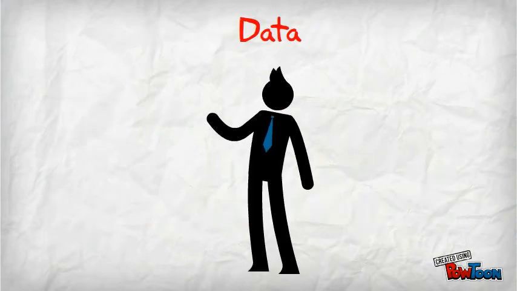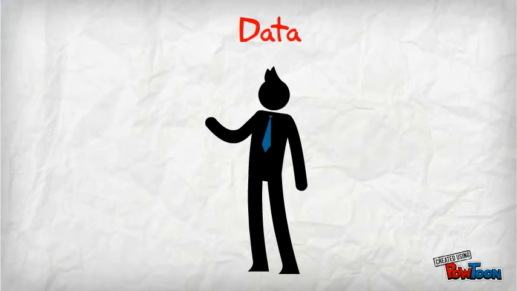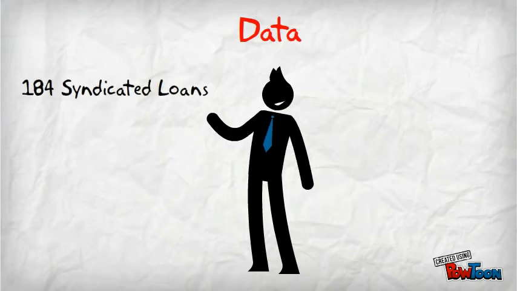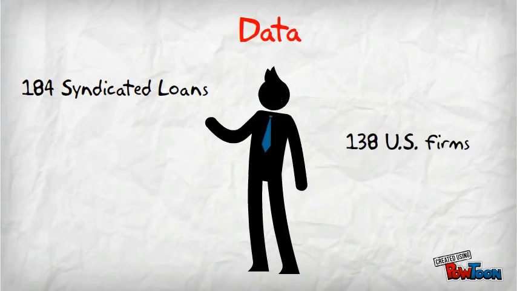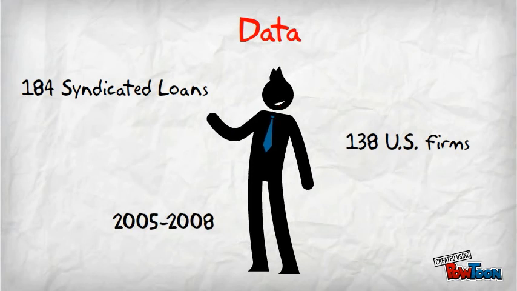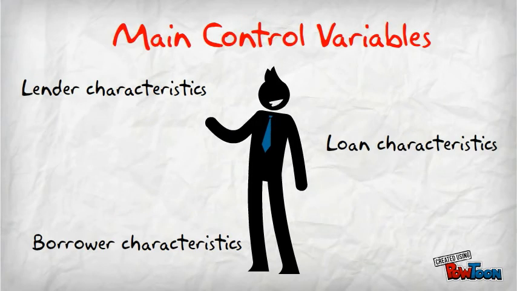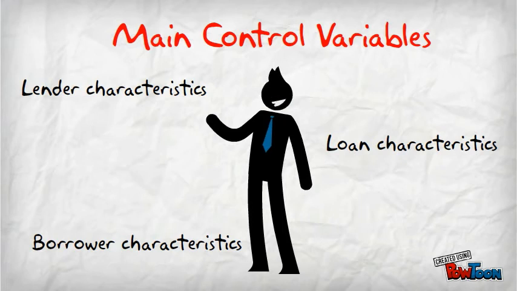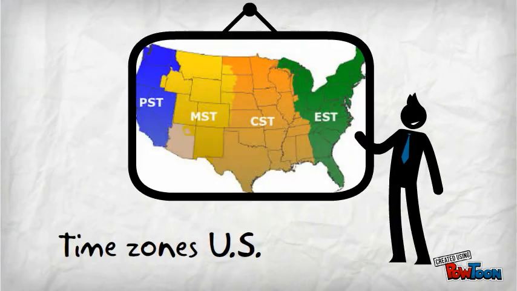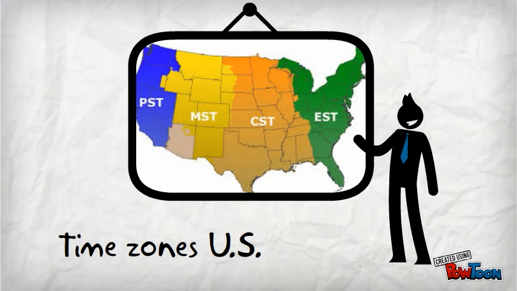Hollander and Verriest tested the effect of distance on covenant intensity for a sample of 184 syndicated loans to 138 US firms, issued by US commercial banks between 2005 and 2008. Different lender, loan and borrower characteristics are included as the main control variables. Besides that, they take into account the different time zones in the US. Literature has shown that the time difference affects the efficiency of the market. According to Hollander and Verriest, different time zones enlarge the difficulties in communication between the two parties.